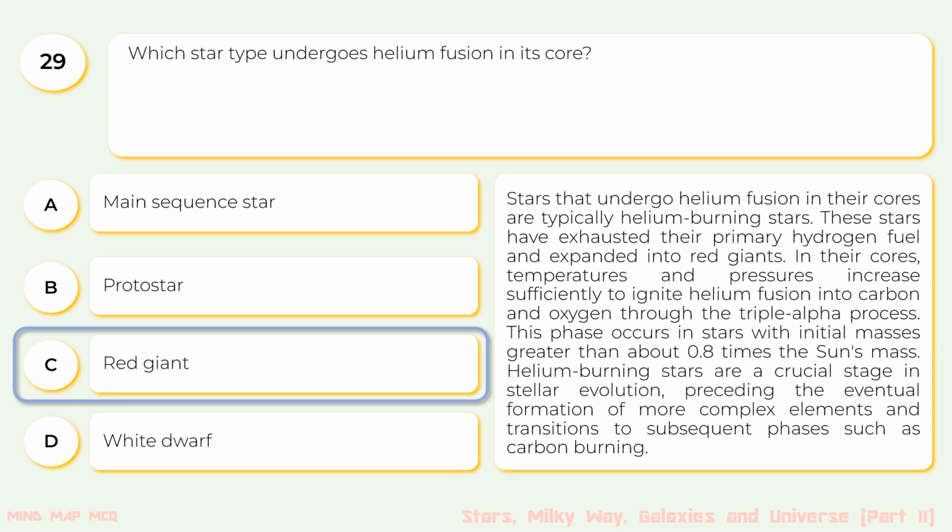In their cores, temperatures and pressures increase sufficiently to ignite helium fusion into carbon and oxygen through the triple alpha process. This phase occurs in stars with initial masses greater than about 0.8 times the Sun's mass. Helium burning stars are a crucial stage in stellar evolution, preceding the eventual formation of more complex elements and transitions to subsequent phases such as carbon burning.